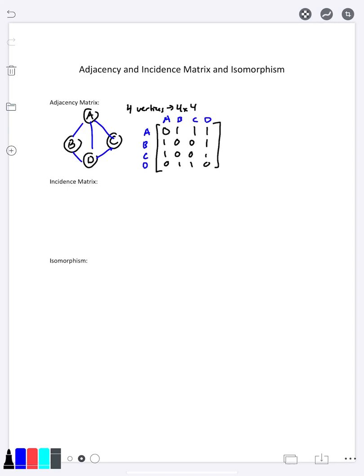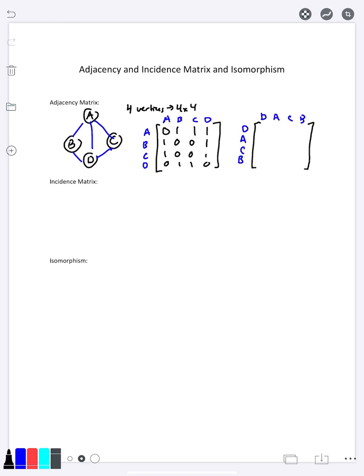Now I do want to point out that there is not just a single adjacency matrix for a given graph, and the reason why is we like A, B, C, D in that order. That's what we're used to in life, but there's no real reason why you have to put them in order A, B, C, D. You could have done D, A, C, B. And so by choosing a different order, you're going to get a slightly different matrix.